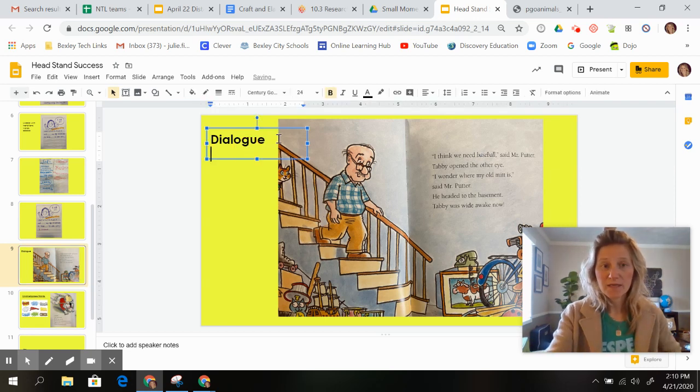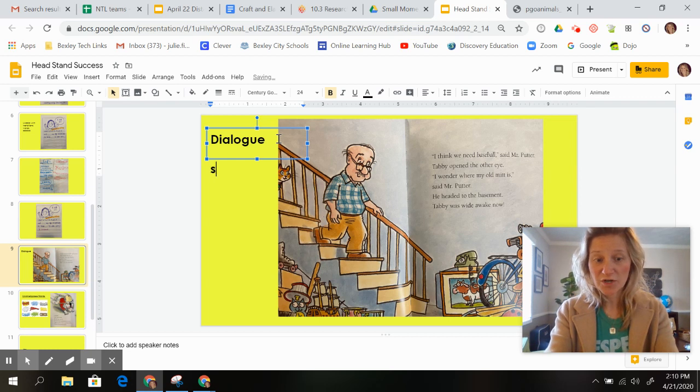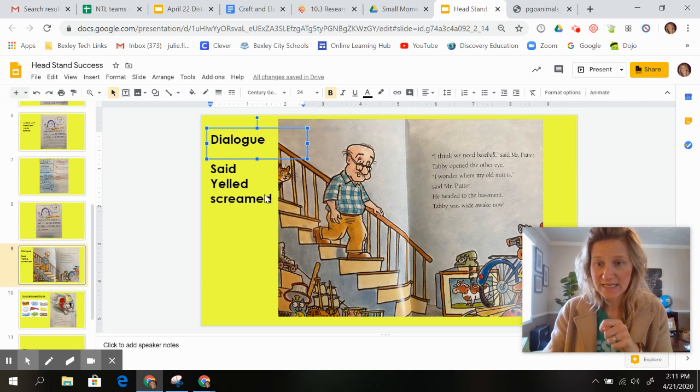Dialogue can be introduced with the word said. It can be introduced with the word yelled. Somebody could scream. And most of these, you're noticing that these verbs are past tense. So they have an ED at the end or are irregular. Today I say it. In the past I said it. So somebody said it, somebody yelled it, somebody screamed it, somebody whispered it.